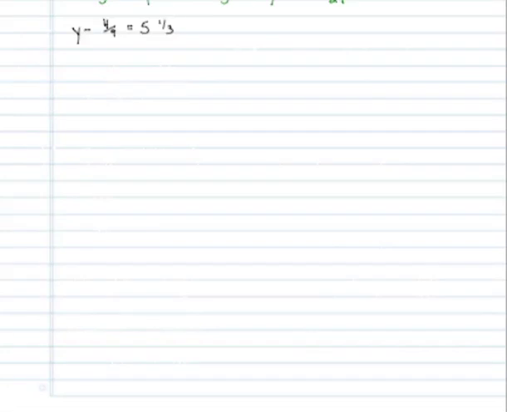Let's go ahead and take a look at equations involving fractions and mixed numbers. So y minus 4/9 equals 5 1/3. Now remember, the goal of any equation is to isolate the variable. So in this equation, we're trying to figure out what y is, or get y by itself. So we know to do that, we're subtracting 4/9.